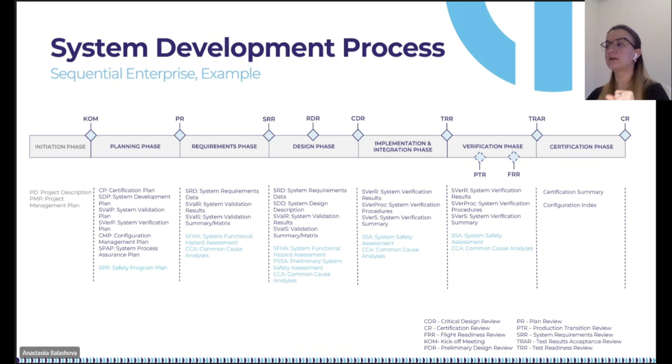The stage ends with the TRR, which is Test Readiness Review. The next stage is an official verification stage, usually the most expensive one. The stage review is TRAR, Test Readiness Acceptance Review. The last stage is the final one, which is the certification phase, and the end of it is the certification review.